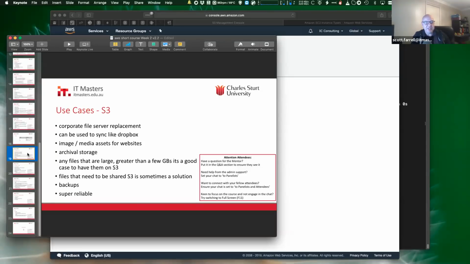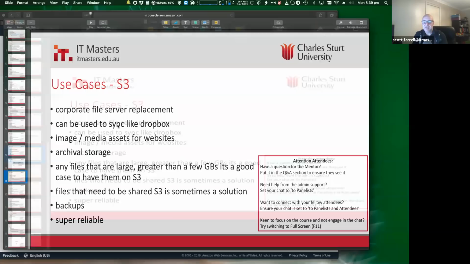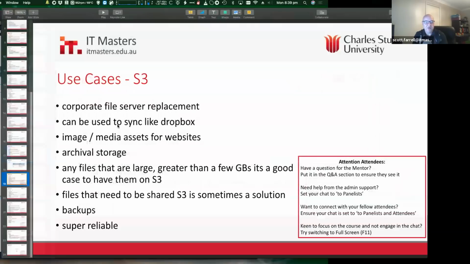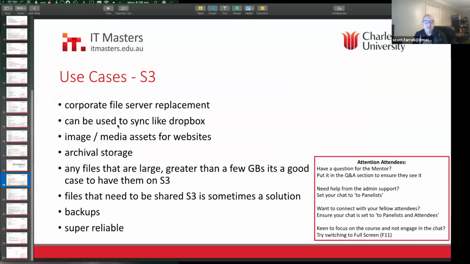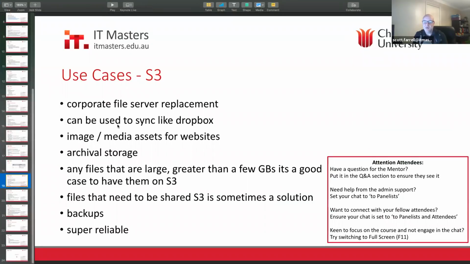You can use it to sync like Dropbox. I showed you that command before. So if you've got an internal file server and you want to back it up to S3, you can use an S3 sync style solution. There's also an AWS Storage Gateway for corporates to use, and that does an automatic sync to S3 for you.